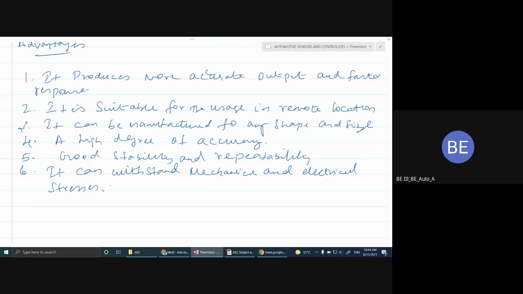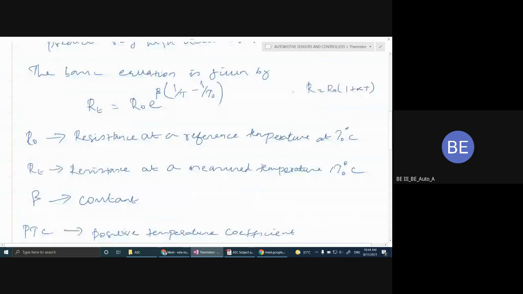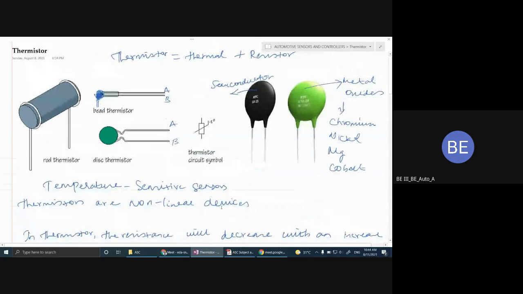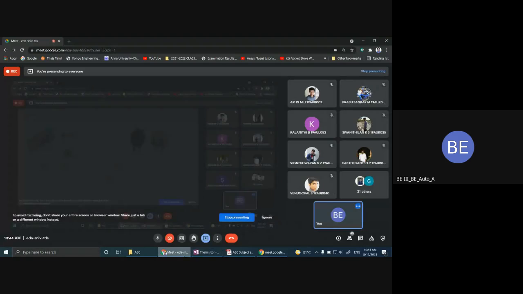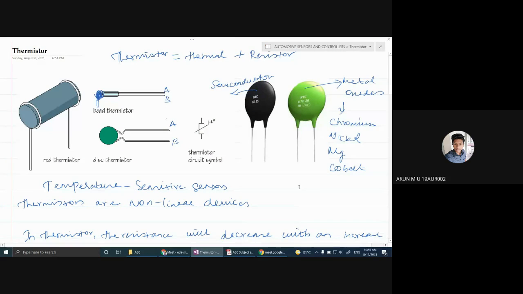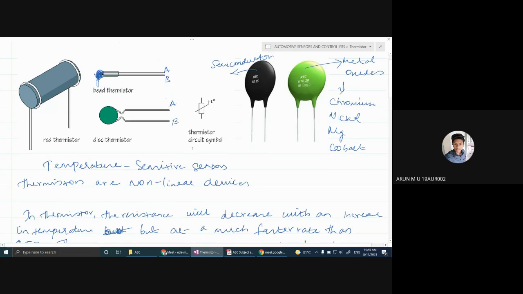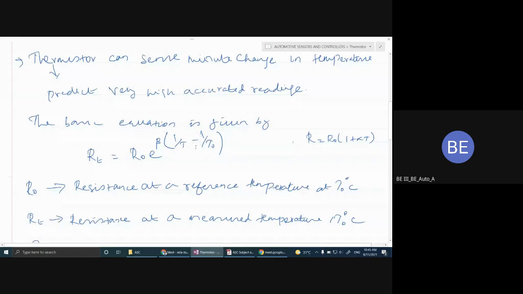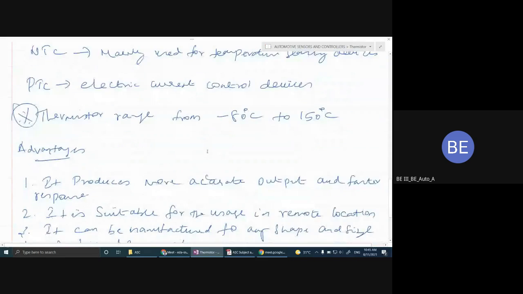Okay, so with this I am stopping the class. If you have any doubt in this thermistor, you can tell me. Any doubt, Raja? No, sir. Is it clear? Yes, sir. What is the operating range of thermistor? Sir, minus 80 to 150 degrees Celsius. Okay, good.